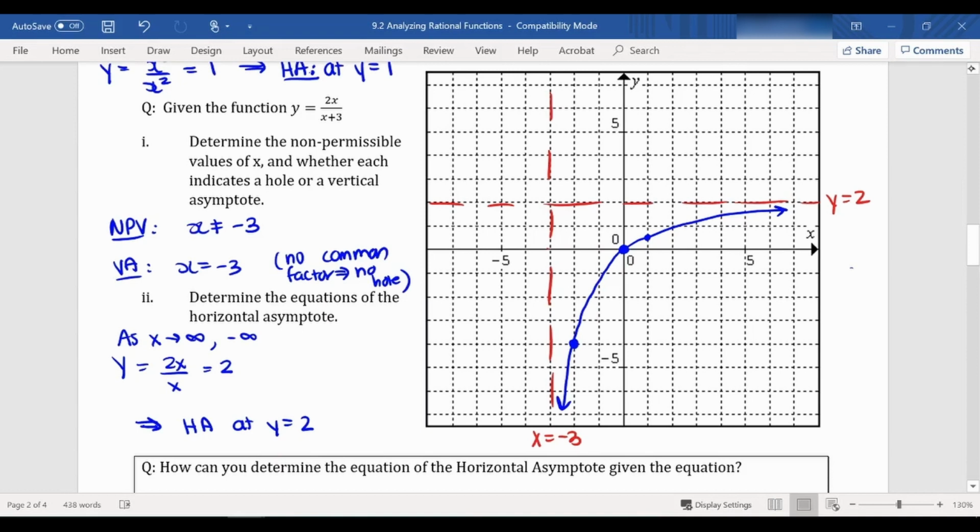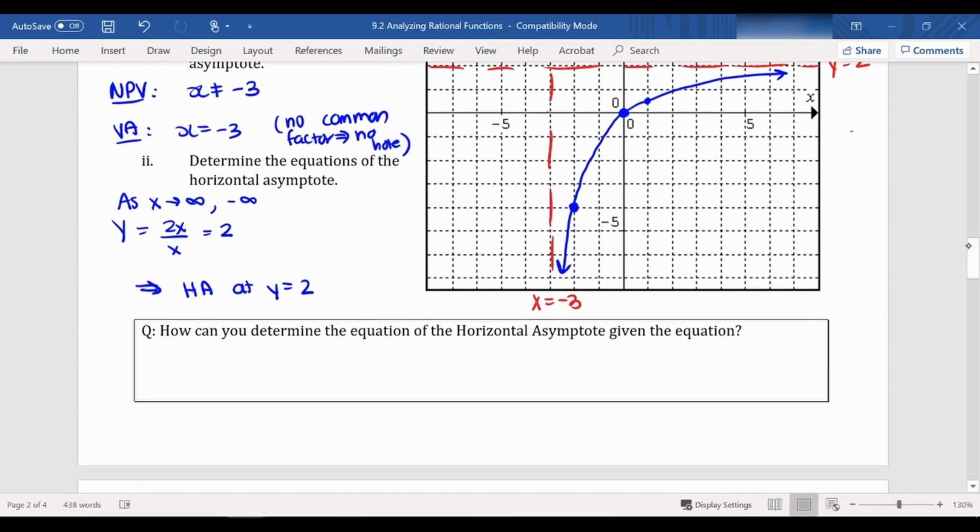And then over on the left, maybe I'll pick -4. -4 would give me -8 over -1, or +8. That's off my grid, so maybe I shouldn't have picked that. If I do -5, I get -10 on the top, -2 on the bottom, which gives me 5. Pick that one. Again, if you want to actually draw yourself a table, if that makes it easier, then you can.